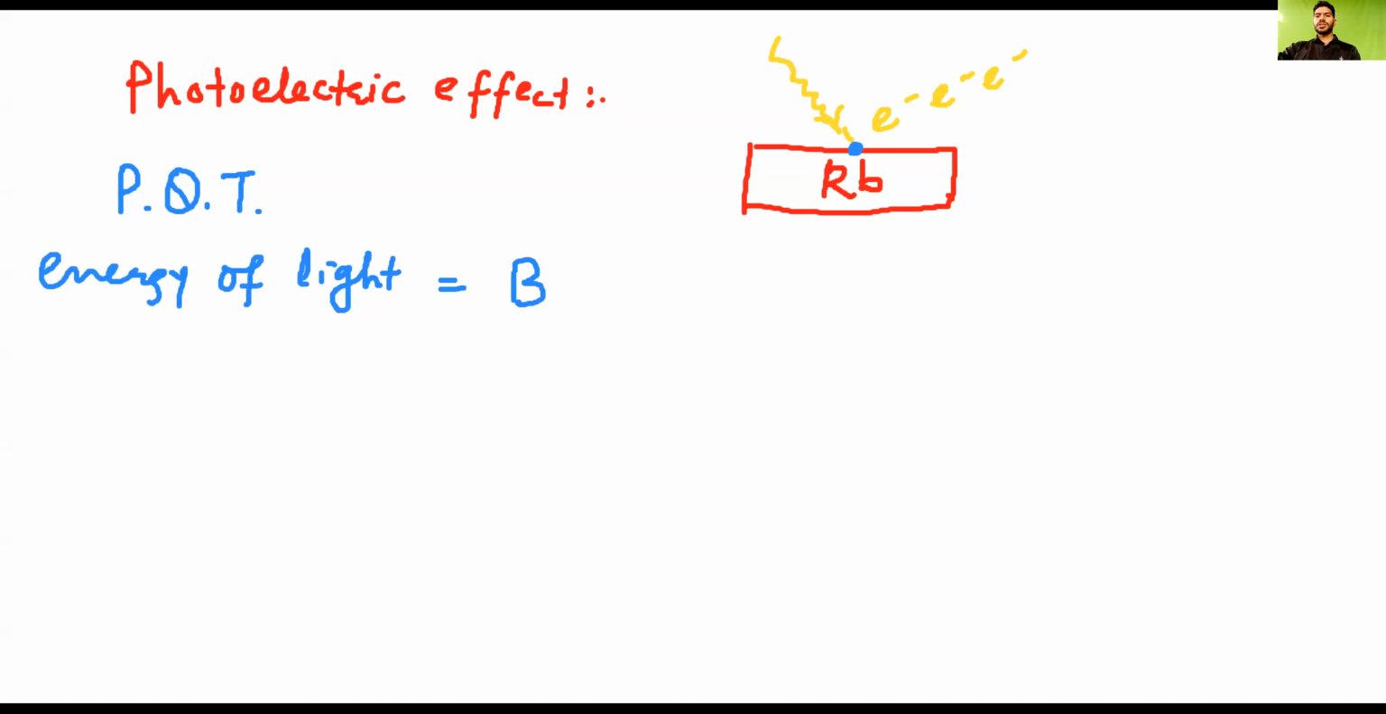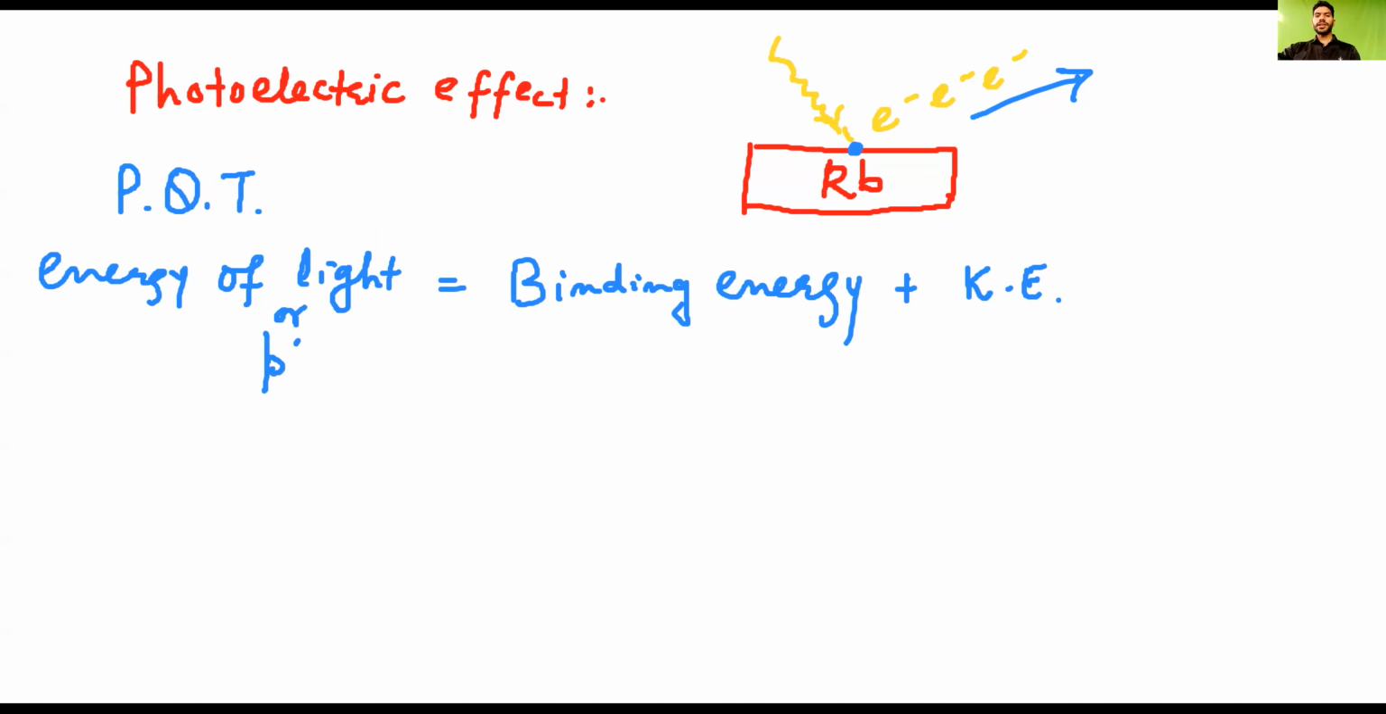One is the binding energy. That means it is the energy which is required to eject the electron from the metal surface. And then the next is the kinetic energy. Kinetic energy is the energy possessed due to motion. Here the electrons are moving from the metal surface, so they are in motion, so they have some kinetic energy. So you can say that this energy of light, or the energy of photons, is involved in two things.